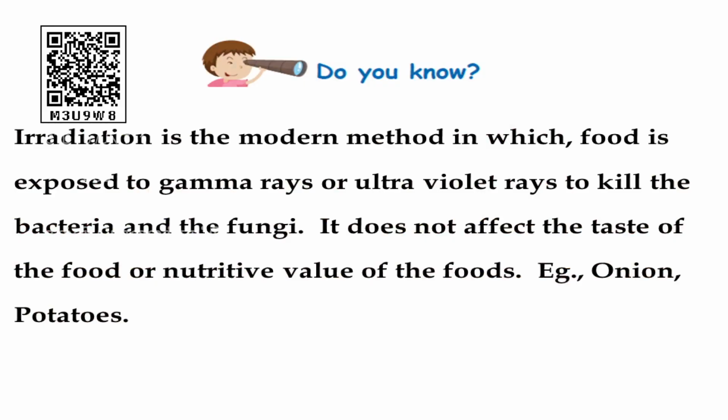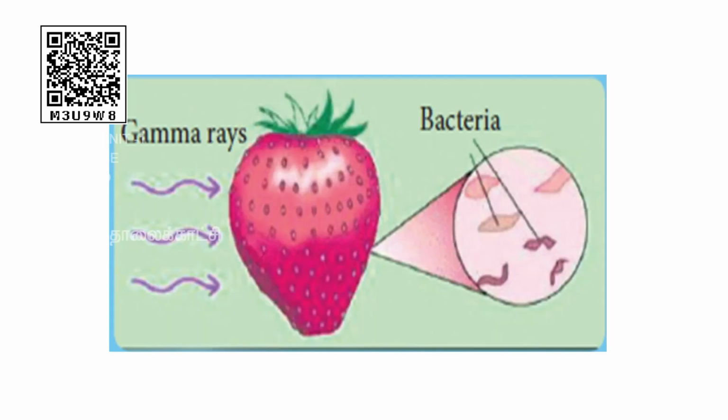Okay, these chemical preservatives will stop the growth of the microorganisms. Now, you should know what is irradiation. Irradiation is the modern method in which the food is exposed to gamma rays or ultraviolet rays to kill the bacteria and the fungi. So, food items are exposed to the gamma rays and ultraviolet rays in order to kill the bacteria and the fungi.